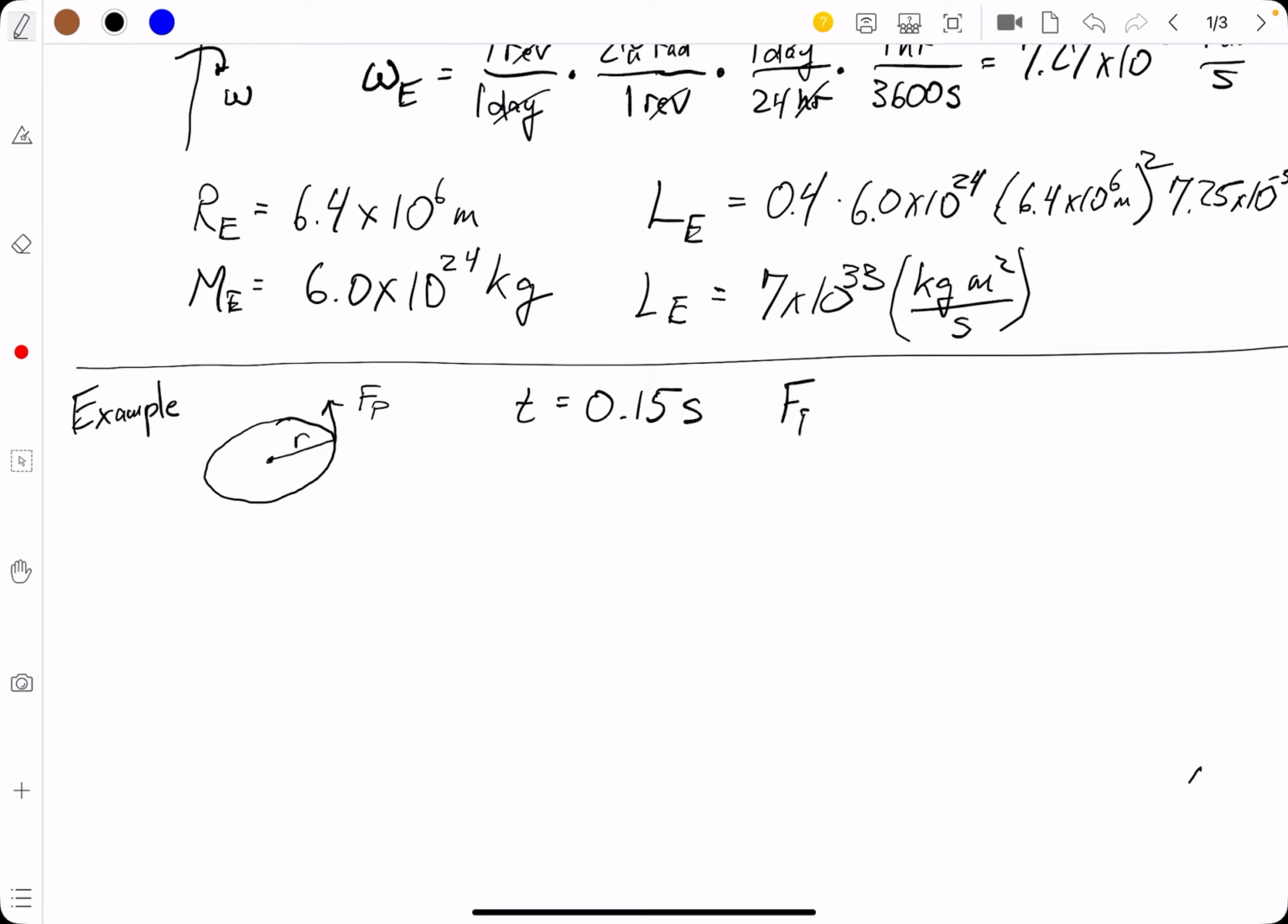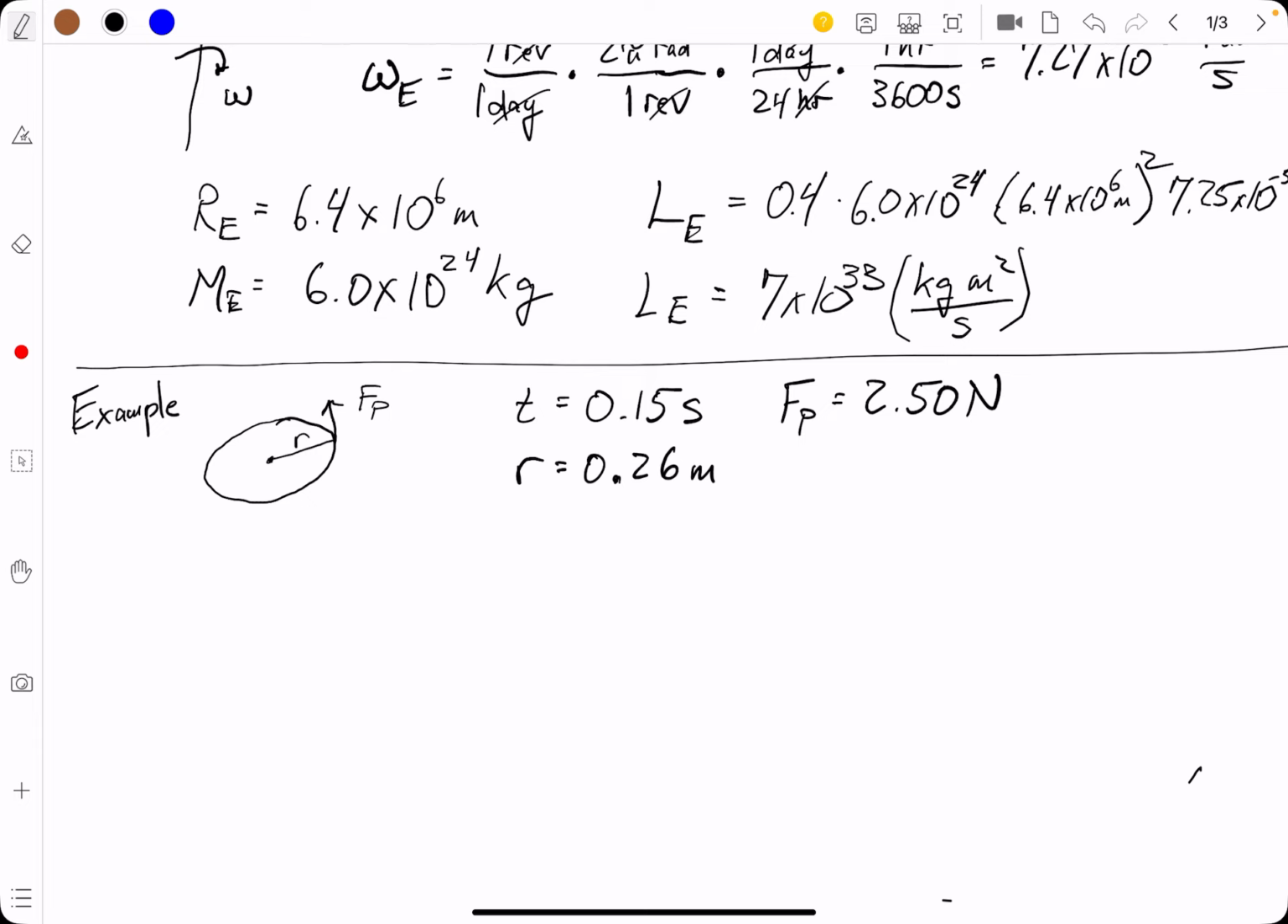Our force of the person is very light. Doesn't have to be a lot. They stick them on ball bearings so they'll glide. And then we've got some radius of 0.26 meters. Not 26 meters. That would be a cool lazy Susan. You could put a lot of condiments on that thing.